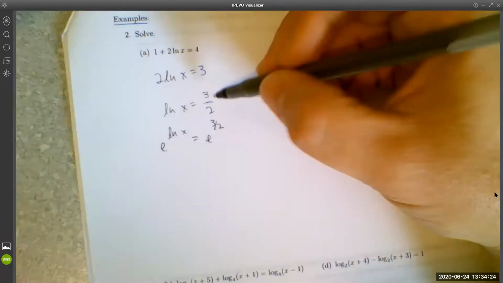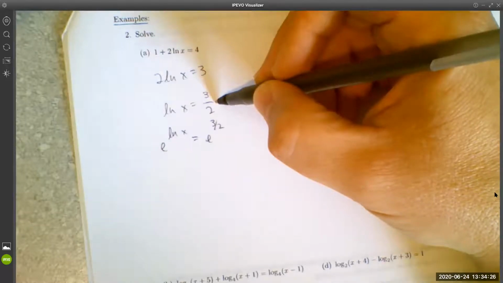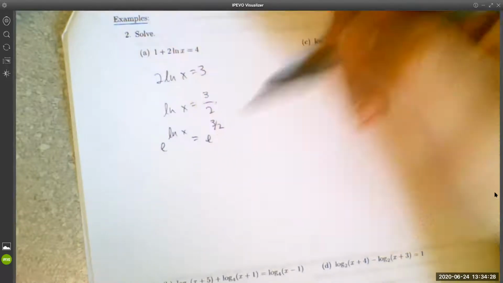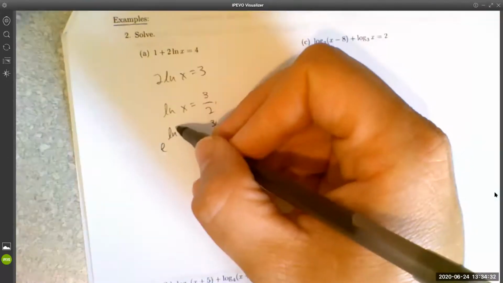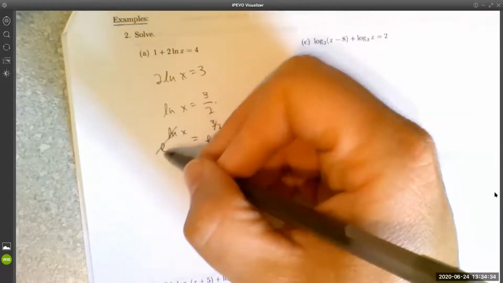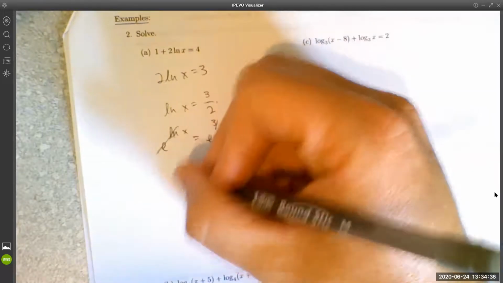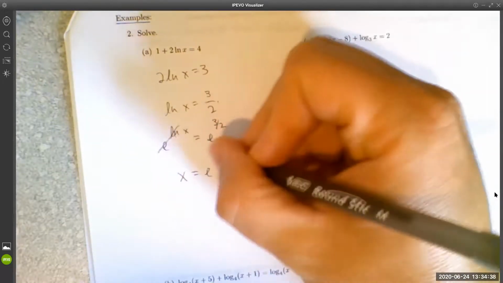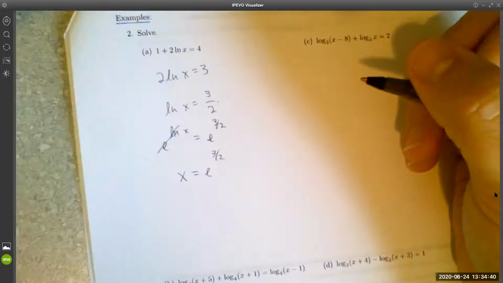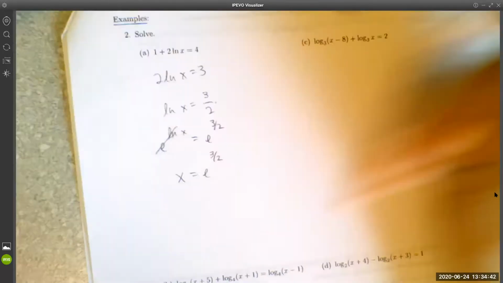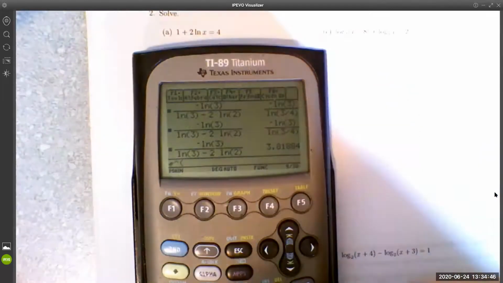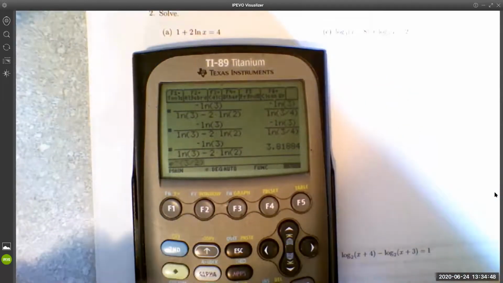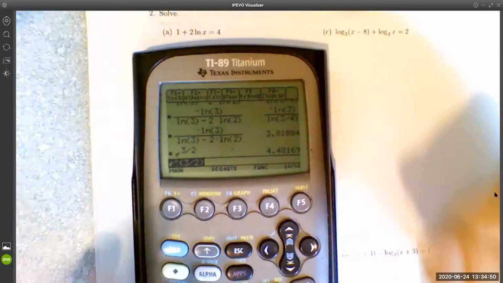right? The only way this statement is true is if this statement is true, right? So it follows. And now what happens is that the logarithm and the exponential cancel, leaving you just with the exponent. So you get x equals e to the 3/2 power. So there you go. There's your exact answer. If you want, you can figure out about how much that is. e to the 3/2 is about 4.482.